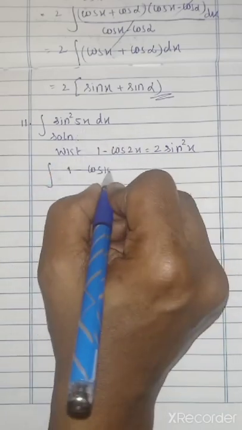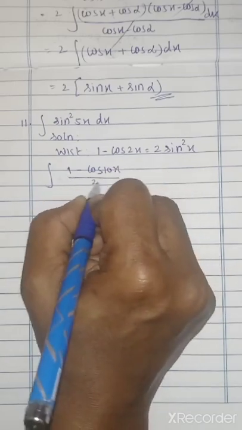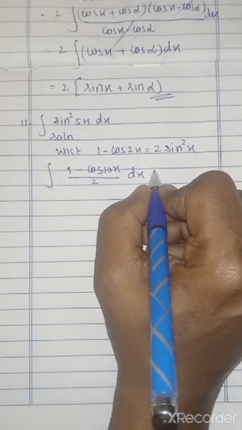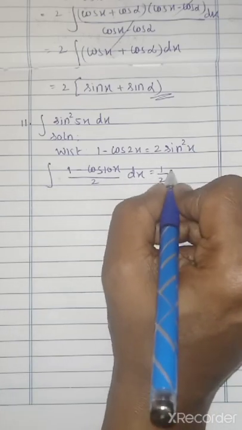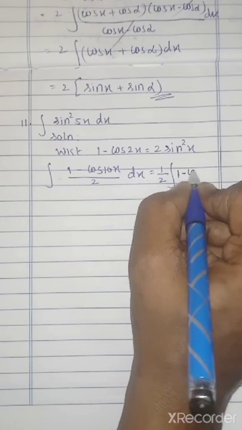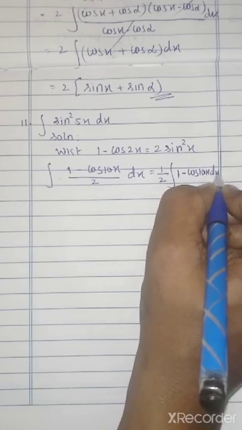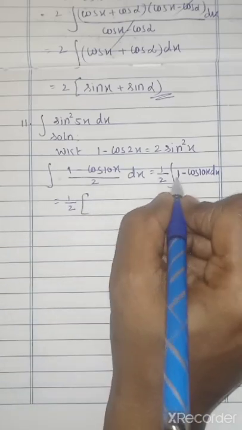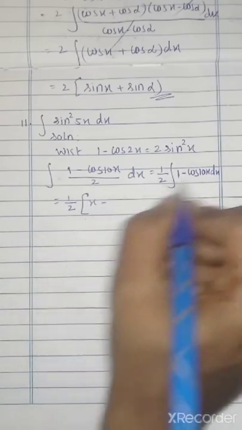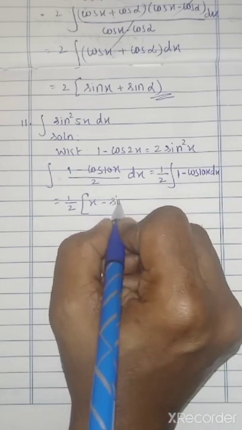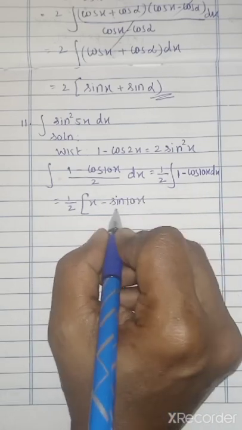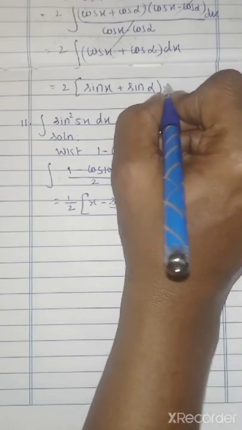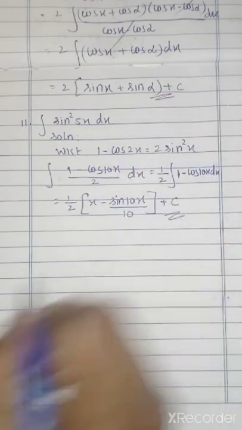So 1 minus cos, here it is 5x, so 5 twos are 10x, 10x divided by 2 into dx. That is, we can take 1 by 2 outside: 1 minus cos 10x dx. Integration of 1 is x, minus integration of cos is sin 10x, and the x coefficient should come in the denominator, plus c. Here also plus c. This is your final answer.